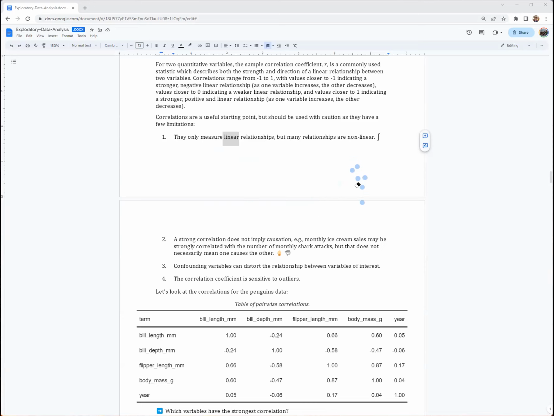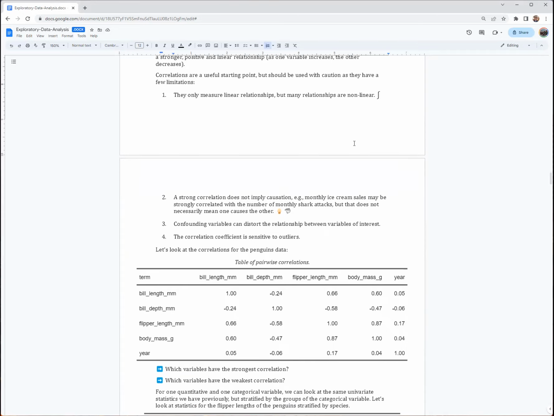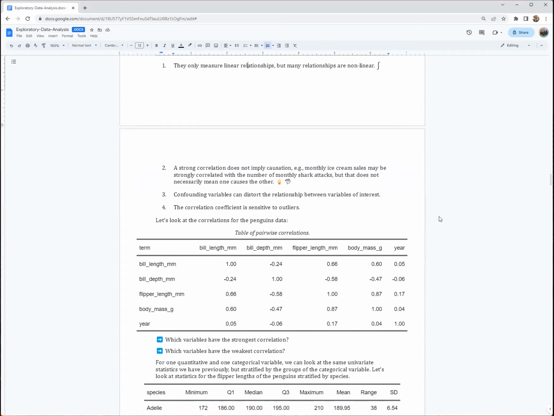So correlation coefficient is very limited in that regard, but still very useful. It just needs to be kept in mind when looking at those types of things. So that's one caveat with correlation coefficients. Another caveat is that even if it is linear, a strong correlation between two variables does not imply causation. It does not mean that they're causing each other or affecting each other necessarily.